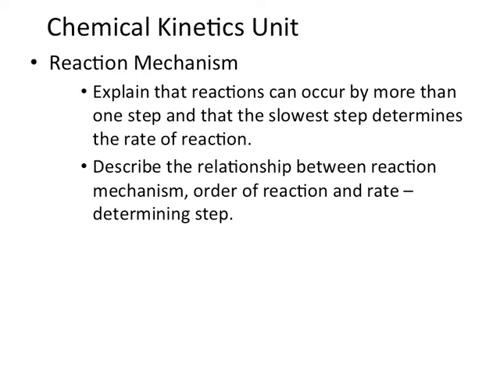Okay, continuing in the kinetics unit, we're going to talk about reaction mechanisms. Reaction mechanisms explain that reactions can occur by more than one step, and if it does occur in more than one step, then the slowest step determines the rate of the reaction, kind of like the weakest link in a chain. Okay, and we hope that after this unit you can describe the relationship between the reaction mechanism, the order of the reaction, and the rate determining step.